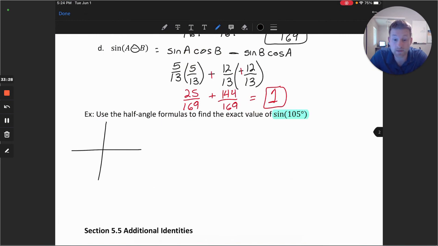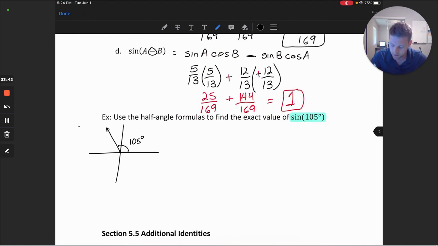So the first thing is, where is 105? 105 degrees is sitting in the second quadrant, in Q2. And so when I think about Q2, the sine of a quadrant 2 angle is positive. So we know we're going to be taking the positive square root in our formula for the sine of 105.